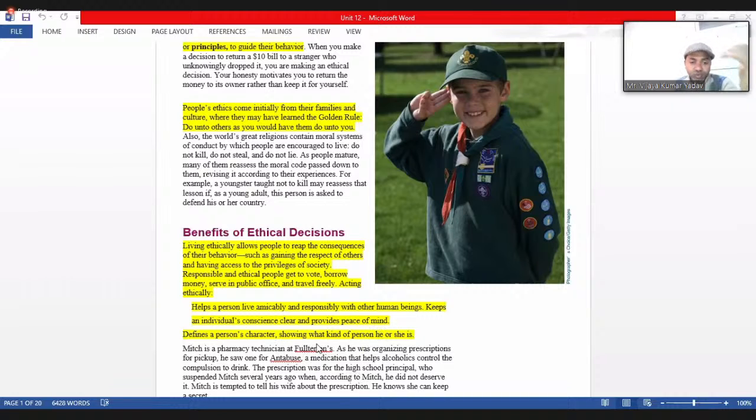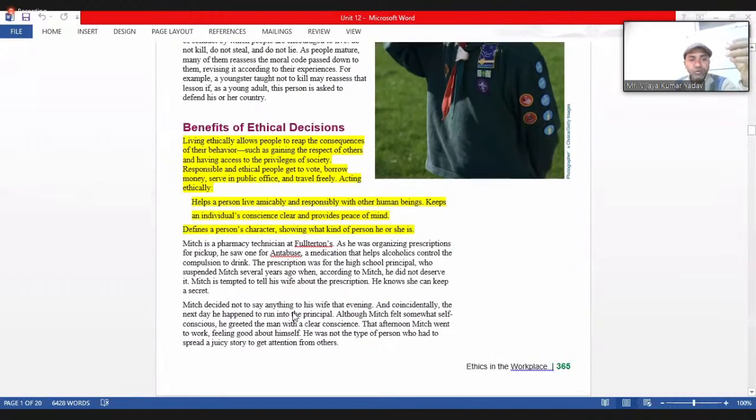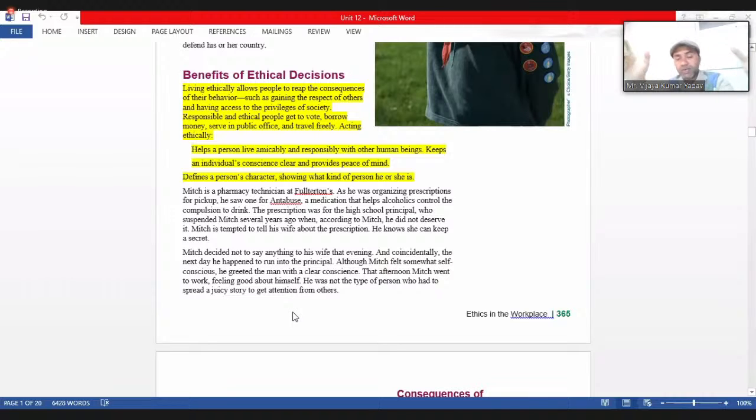It defines a person's character, showing what kind of person he or she is. When you describe somebody's character, you say what kind of person he or she is, whether honest or dishonest, responsible or irresponsible. Very good things are given here. In the workplace, after having this degree, you may join a job in a certain organization, so you must act ethically. If you do the work ethically, then the floor is open and you have many opportunities in front of you.